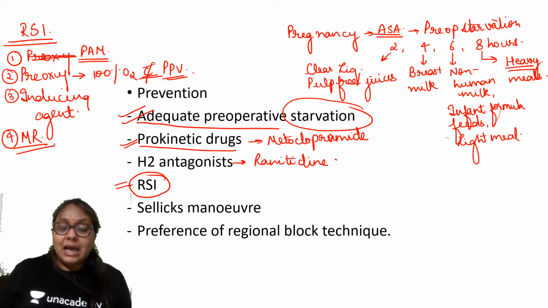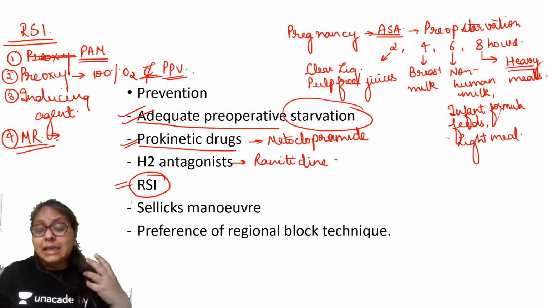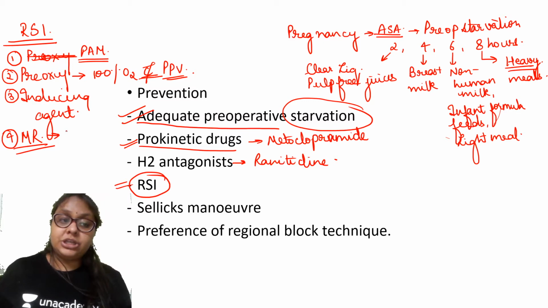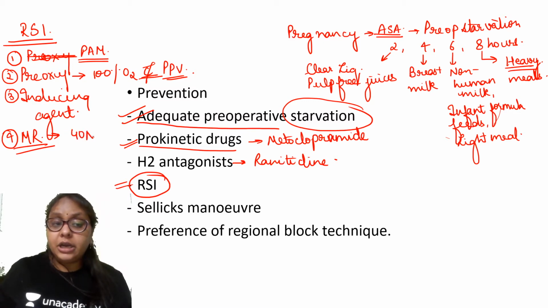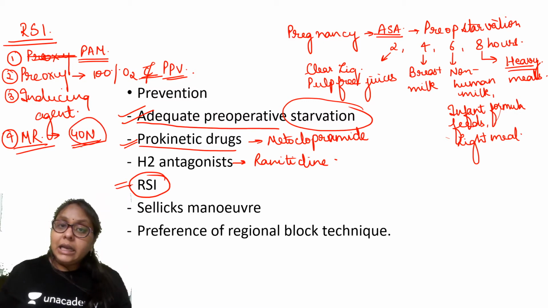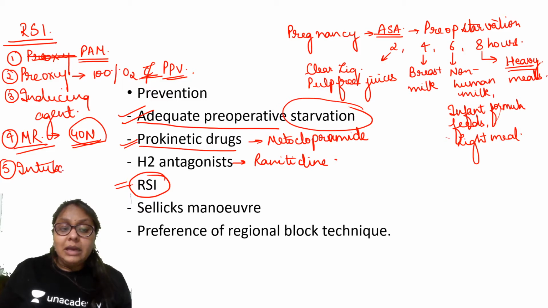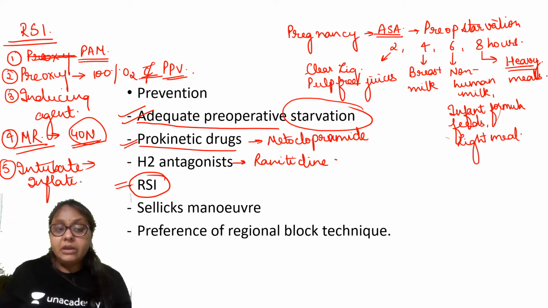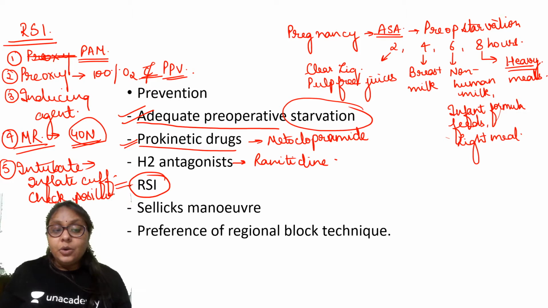Give the muscle relaxant. Sustain the cricoid pressure, and it should go up to 40 newtons. After that, intubate the patient, inflate the cuff, check the position, and only then release the cricoid pressure.